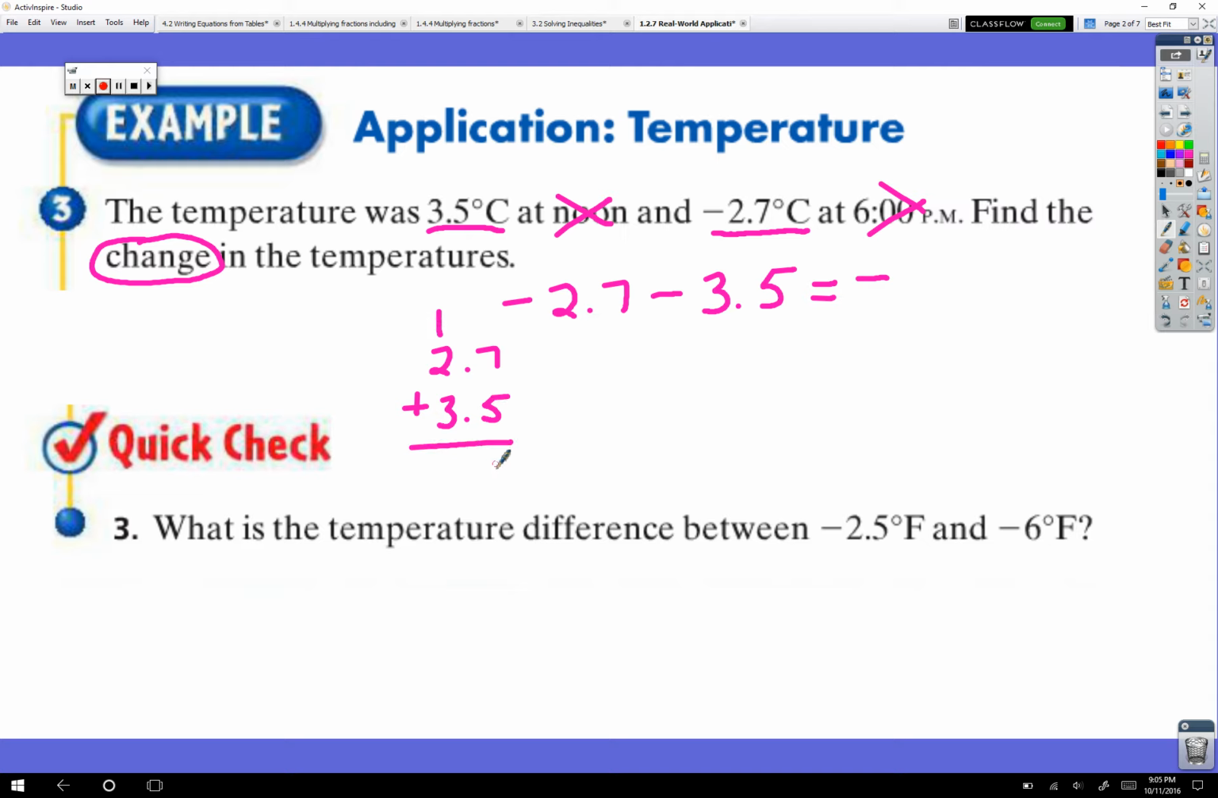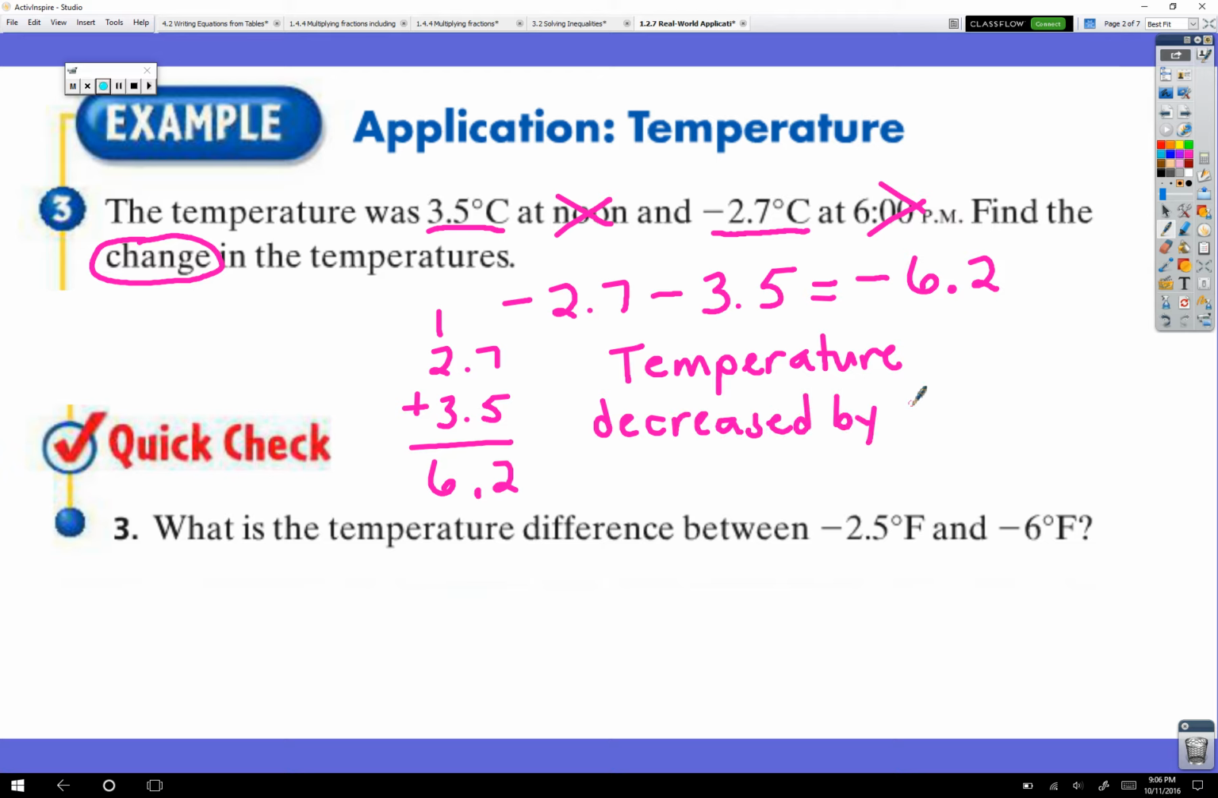7 plus 5 is 12. 3 plus 2 is 5, plus 1 is 6. And remember, our answer was negative. So negative 6.2 tells us that there was a decrease in temperature. So we could say that the temperature decreased by 6.2 degrees Celsius.